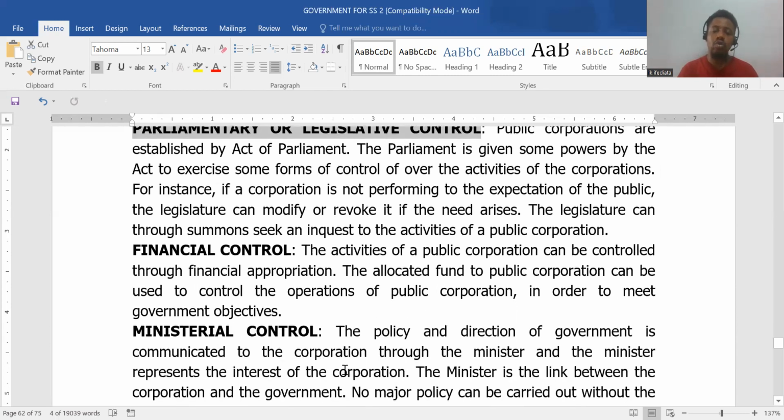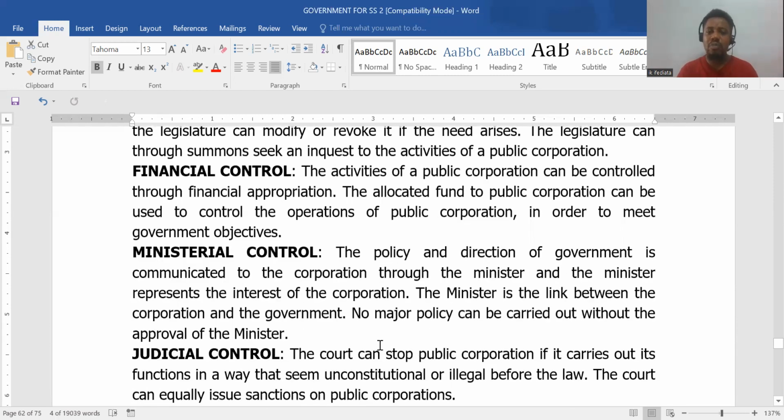Now, ministerial control. The policy and direction of the government is communicated to the corporation through the minister. So the minister passes this info to the board of directors.